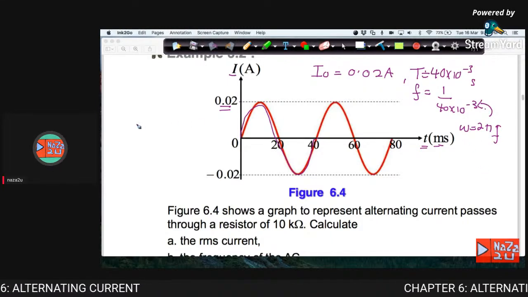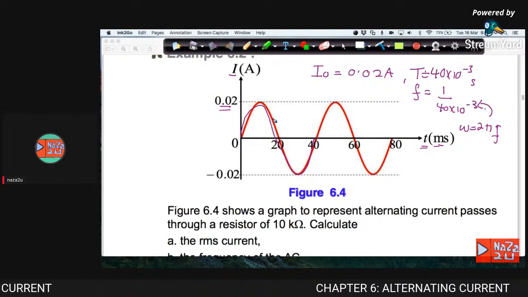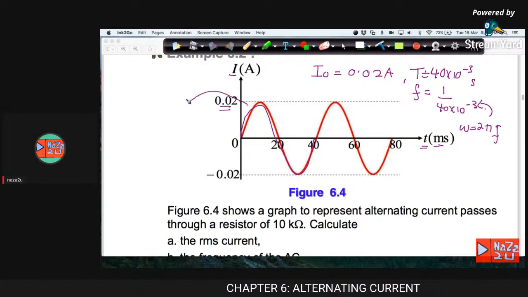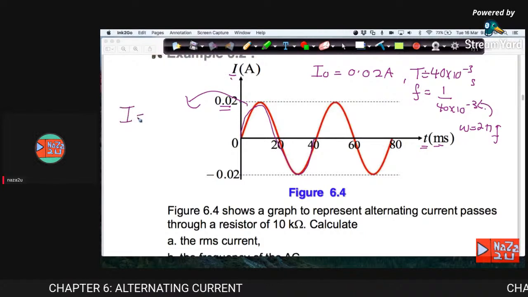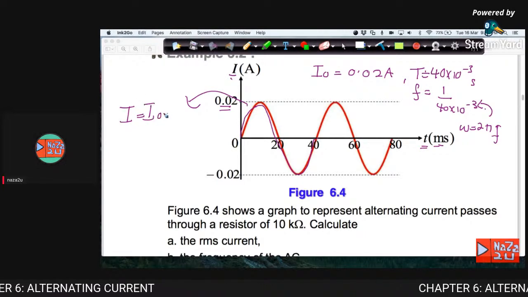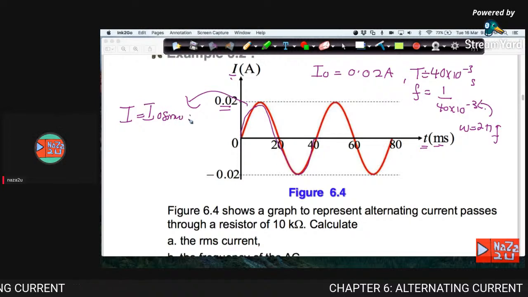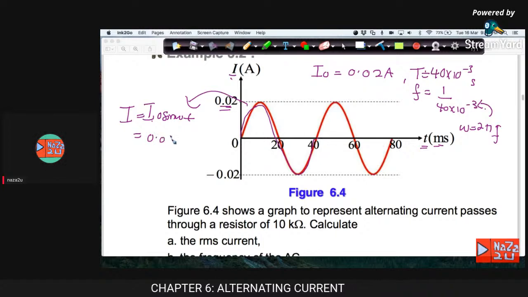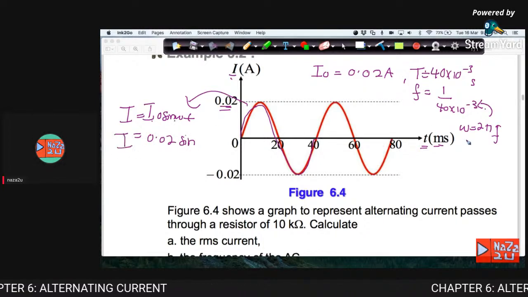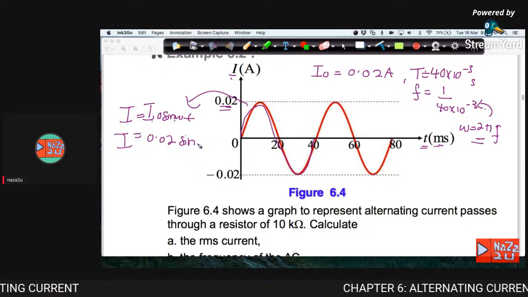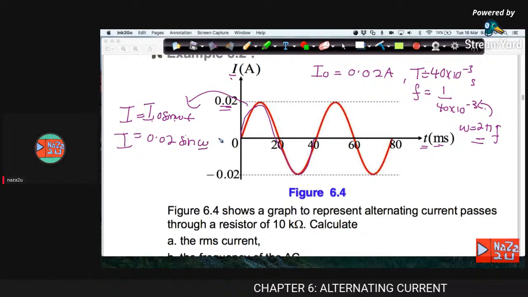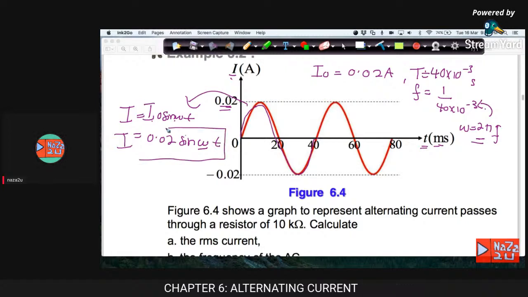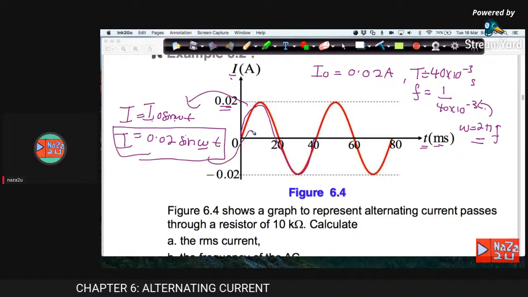Kalau dia kata lagi, find the equation graph ini. So kita tahu graph ini adalah I and this is sinusoidal graph. General equation untuk graph ini adalah I is equal to I0 sin omega T. So I0 dapatlah sini 0.02 sin, kamu dah kira kat sini tadi, masuk saja berapa nilai omega kat sini T. So boleh cari dia punya persamaan umum bagi graf ini.